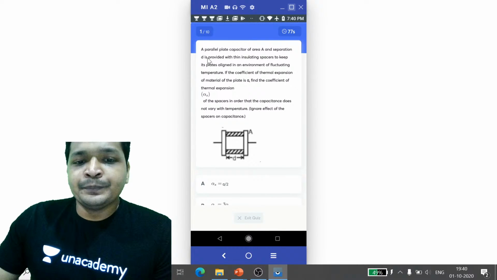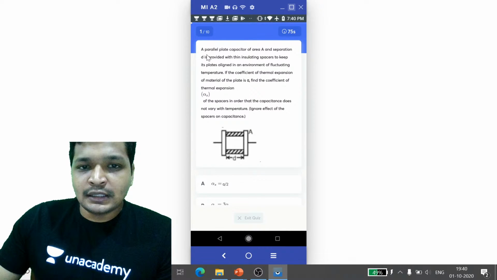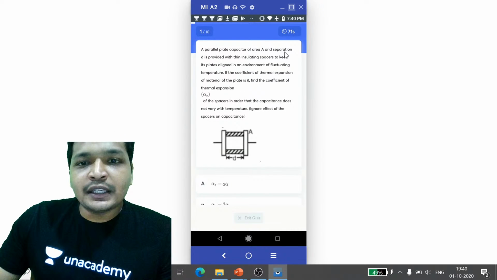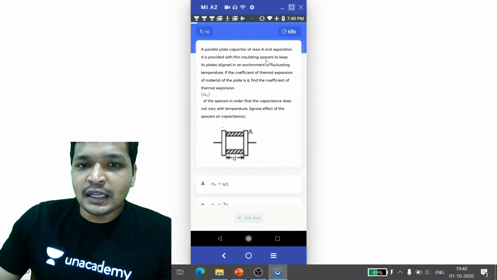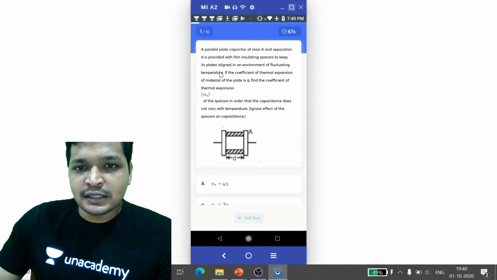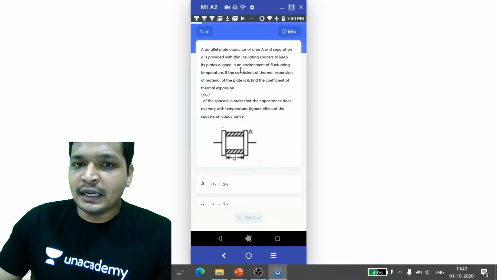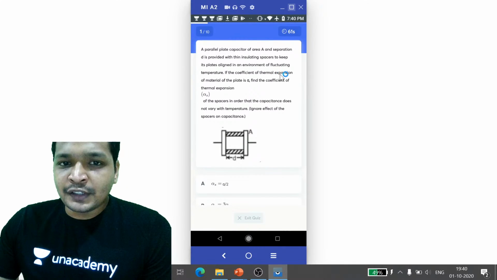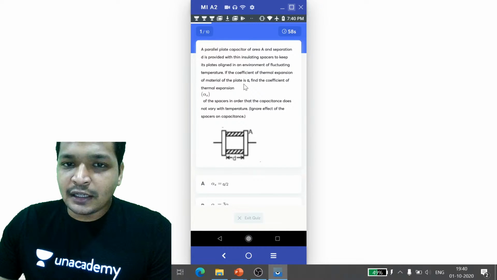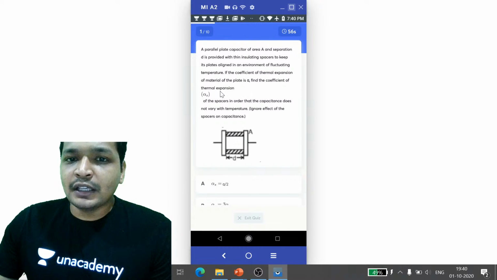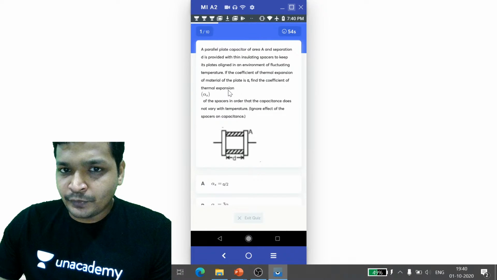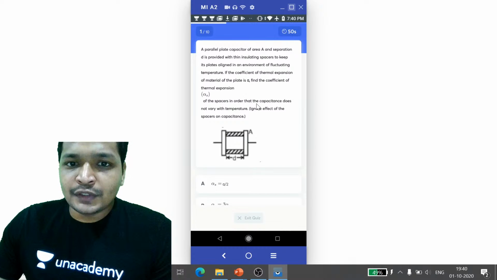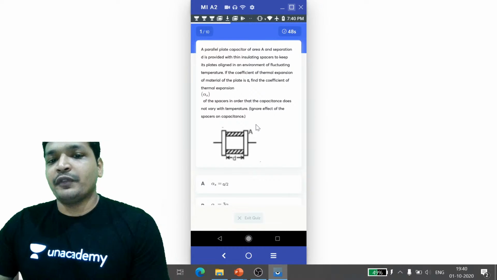And so let's first of all read the quiz. I guess this is doable. A parallel plate capacitor of area A and separation D is provided with thin insulating spacers to keep its plates aligned in an environment of fluctuating temperature. If the coefficient of thermal expansion of the material of the plate is alpha, find the coefficient of thermal expansion alpha s of the spacers in order for the capacitance not to vary.